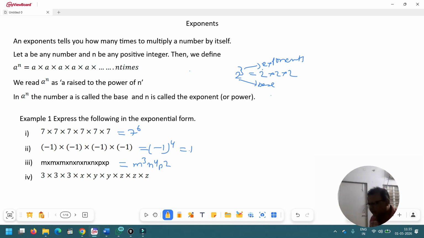And consider the next question. Here 3 is written 3 times, X is written 1 time, Y is written 2 times, and Z is written 3 times. That is equal to 3 to the power 3 into X to the power 1 into Y to the power 2 into Z to the power 3, and so on.